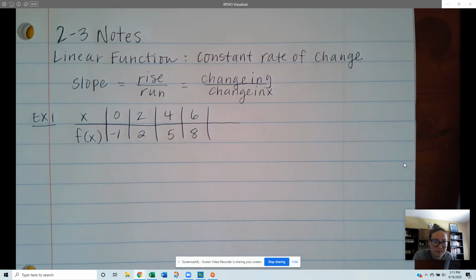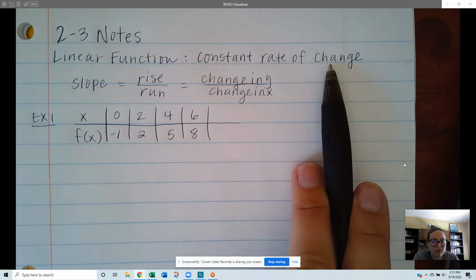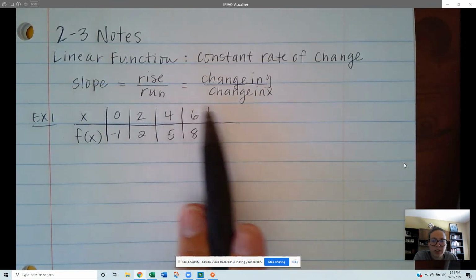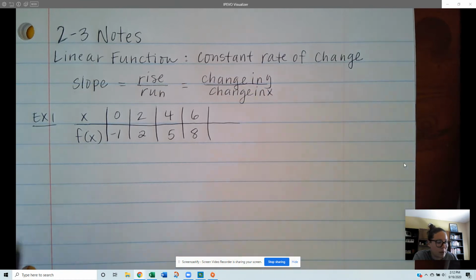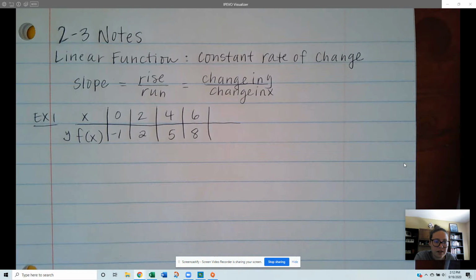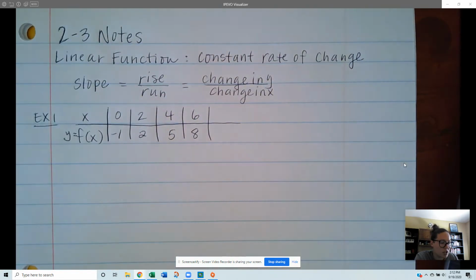Well, the rule is that a linear function has to have a constant rate of change, aka a slope, a rise over run, or a change in y over change in x. So let's start here. Remember, f of x is really y. f of x and y are the same thing. So is our change in y divided by change in x the same?